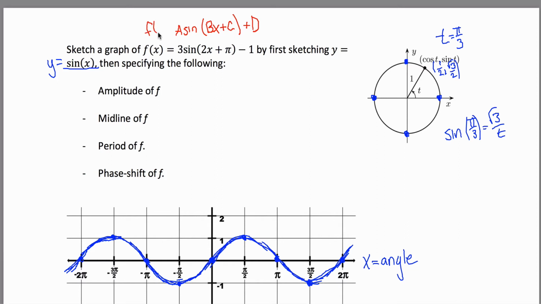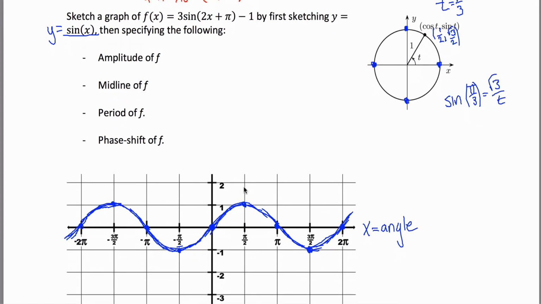What I want to do is tell you how to define these 4 words, amplitude, midline, period, and phase shift, in terms of a, b, c, and d. So I'll do it with this example where a is equal to 3, b is equal to 2, c is equal to pi, and d is equal to -1. So first, the amplitude. When we're talking about the amplitude of sine or cosine, all we're talking about is kind of how tall it is.